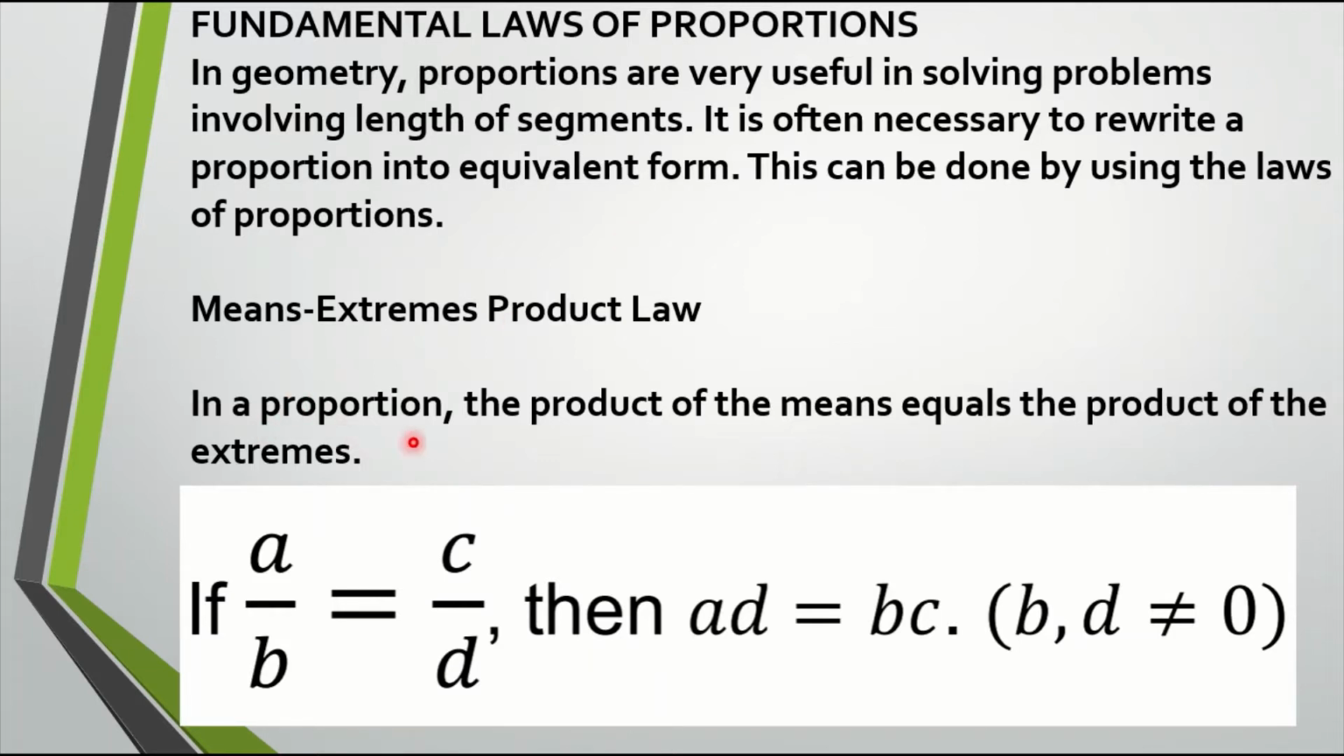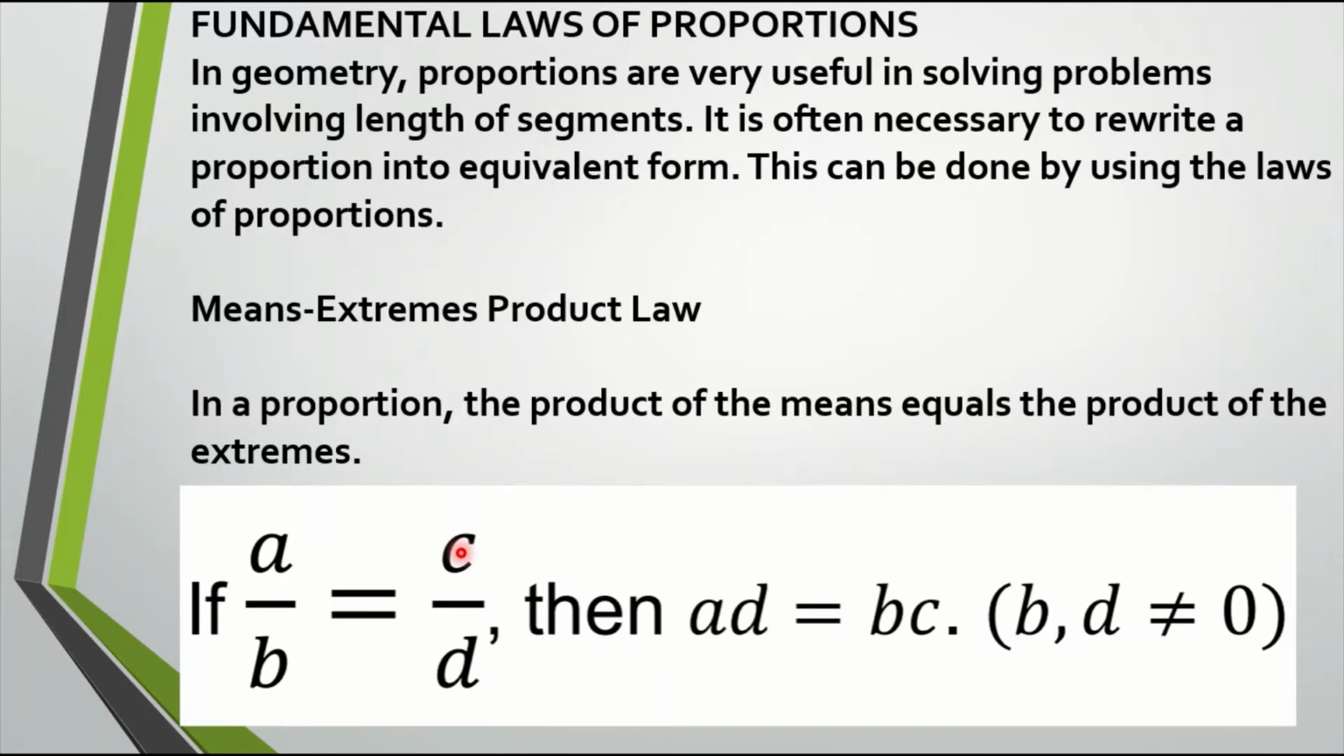Means extremes product law. In a proportion, the product of the means equals the product of the extremes. If A over B is equal to C over D, then AD is equal to BC, where B and D must not be equal to 0. What happened? We just cross multiplied. That is the common name we use for it, cross multiplication.